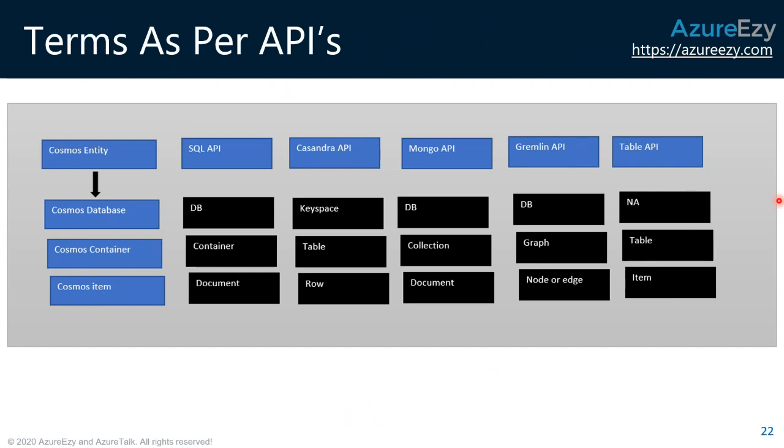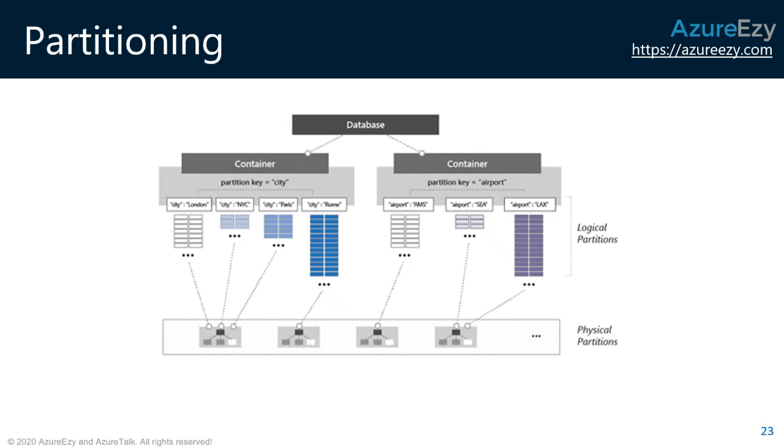Now, the most interesting topic of Cosmos is coming, which is partitioning. And we need to get the pen back. All right. Now, in Cosmos DB, we have a container and we interact with the container. We read the data from the container. We write the data in the container.